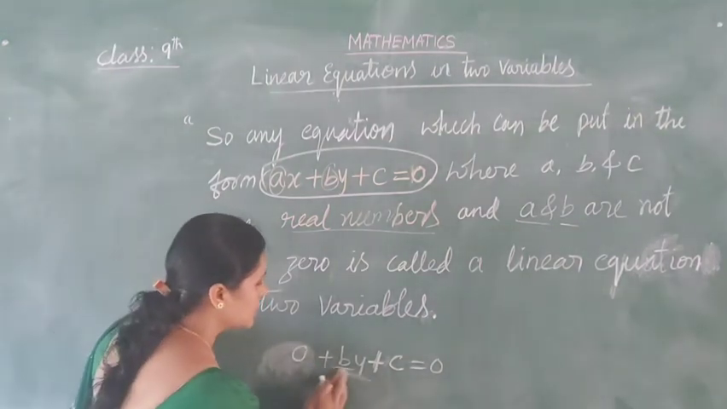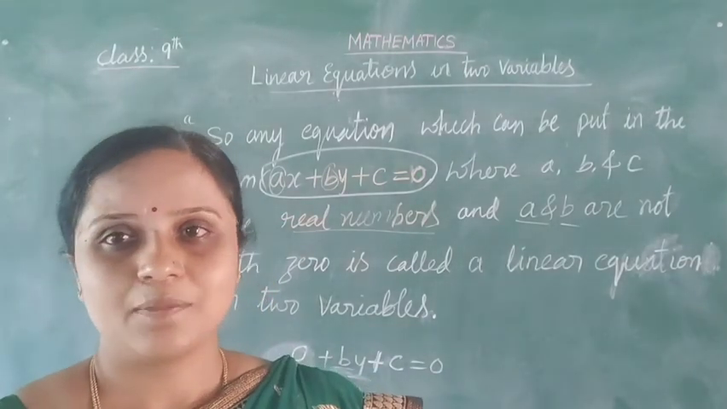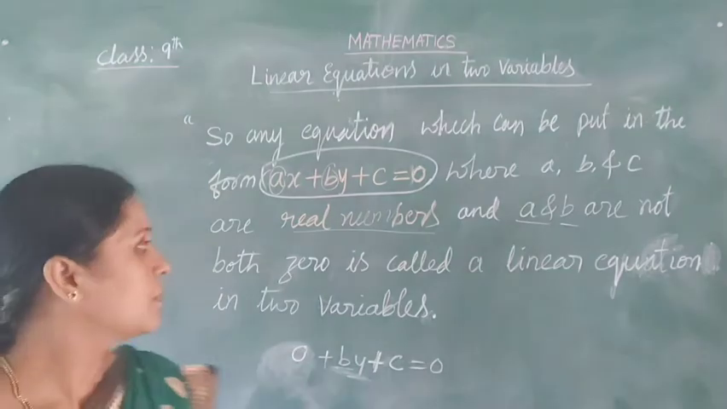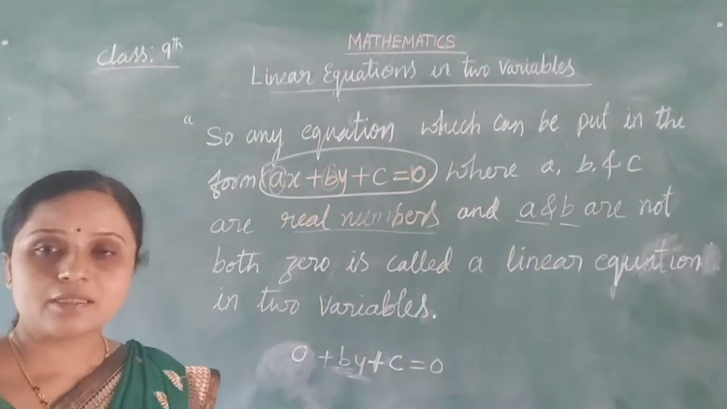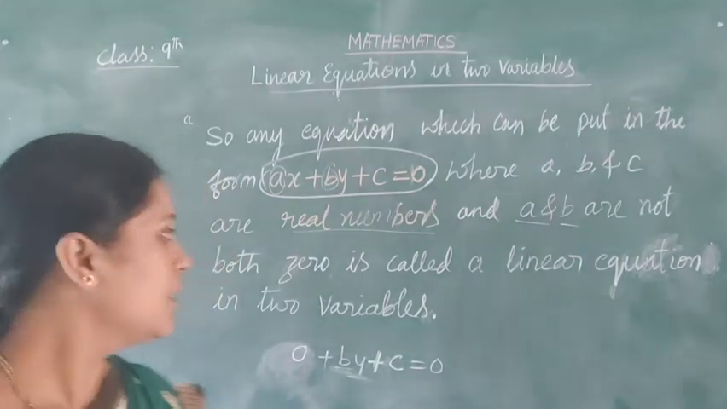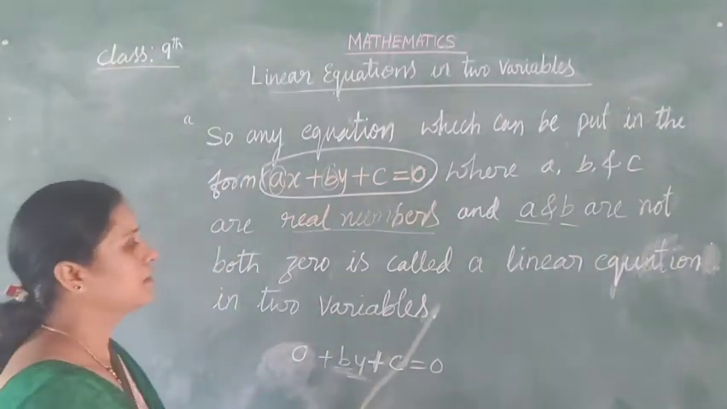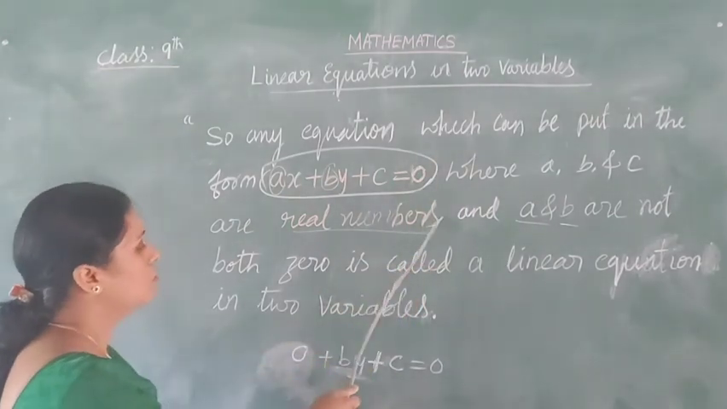Then it is only one variable. That's why it is not a two variable equation. Okay, that's why you must follow these conditions. Then only it is called a linear equation in two variables. Okay, so note down this definition. So what is a linear equation in two variables?